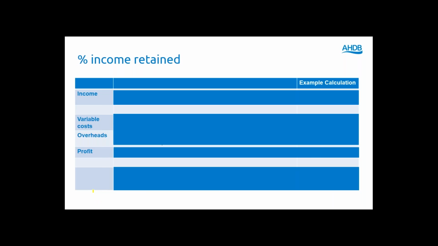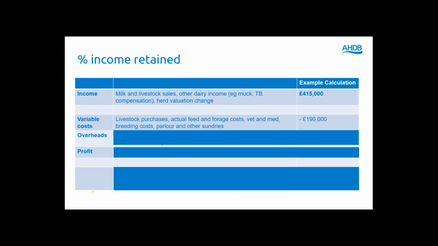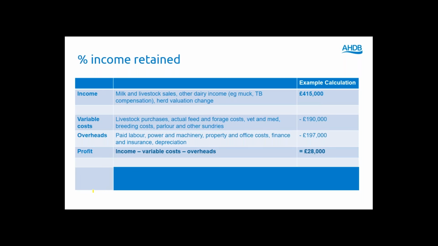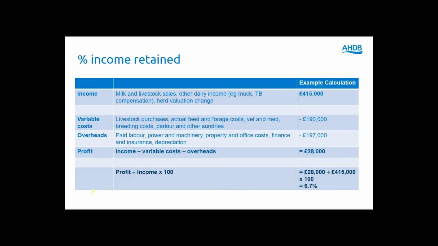So how do we calculate it? The income, the variable cost and overheads are calculated all the same way and include all the same things as you would for calculating return on tenants type capital. So the profit figure would be the same. All you're doing is saying what percentage of that profit is of the income. So it's profit divided by the income times 100 to get the percentage figure. In this case, they're retaining that profit of 28,000, which is 6.7% of their income of 415,000.